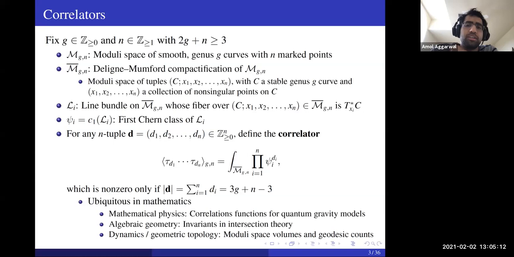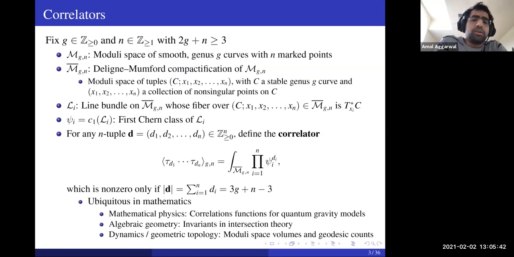And we'll let M_{g,n} denote the moduli space of smooth genus g curves with n marked points. And we'll let M_{g,n} bar denote the Deligne-Mumford compactification. So more specifically, this is the moduli space of tuples C, x1, x2, all the way up to xn, where C is a stable curve of genus g, and x1 through xn is a collection of non-singular points on C, which are the markings. You take your curve and you mark it at n different points.